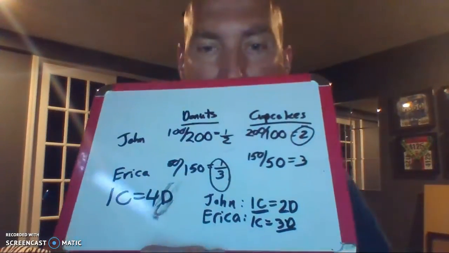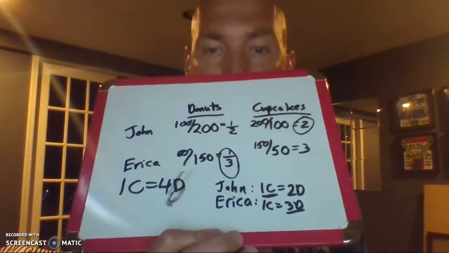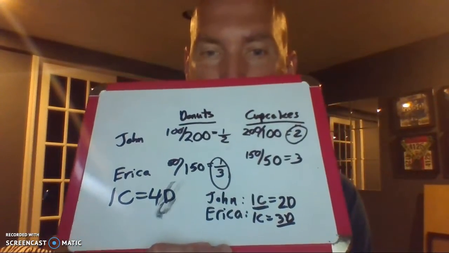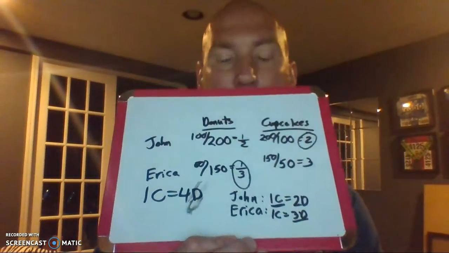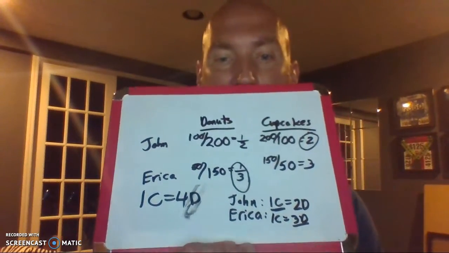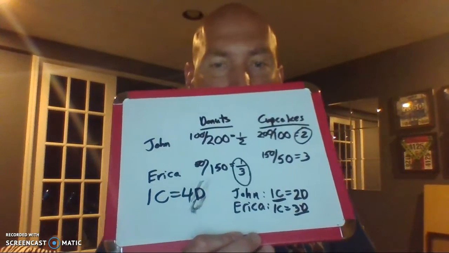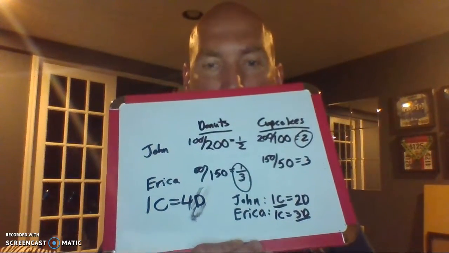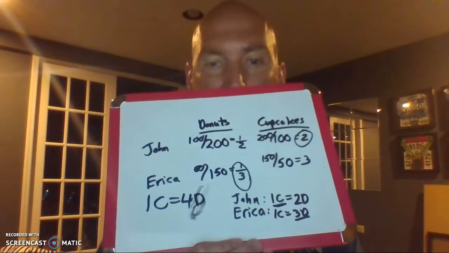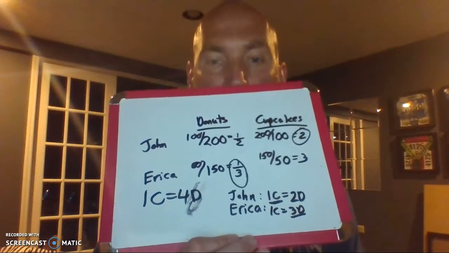Erica, 1 cupcake equals 3 donuts. Okay, I underlined her 3D there because that means she's the one who's making donuts. So when we're looking at terms of trade, we're trying to figure out, would it benefit each side? Now, normally John is making cupcakes. Normally a cupcake costs 2 donuts. In this case, he's able to get 4 donuts.